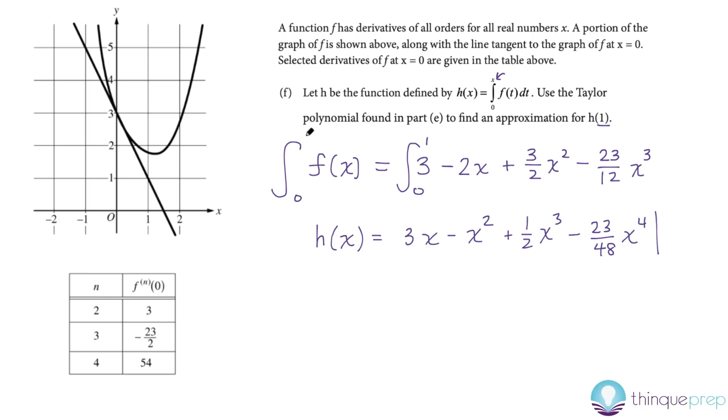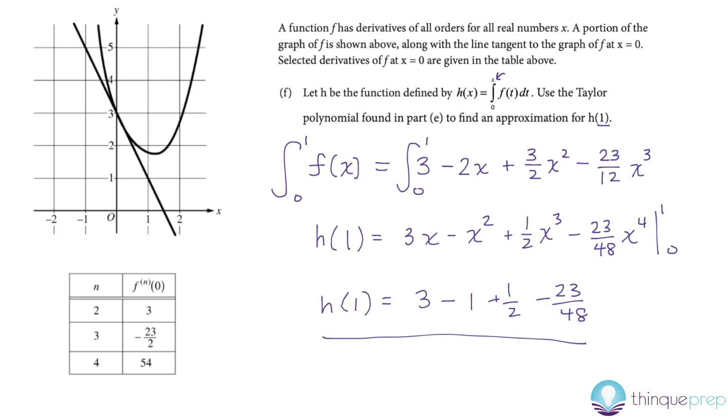Let's write that just to keep things consistent. Instead of this x, I'm going to replace this with the 1, and then I'll put this 1 over here. And now everything's consistent. So now we can say h of 1 is equal to 3 minus 1 plus 1/2 minus 23 over 48. And then the lovely thing about having the bottom bound of 0 is you're just going to minus 0 when you do the fundamental theorem of calculus. So that's just your answer for part F.